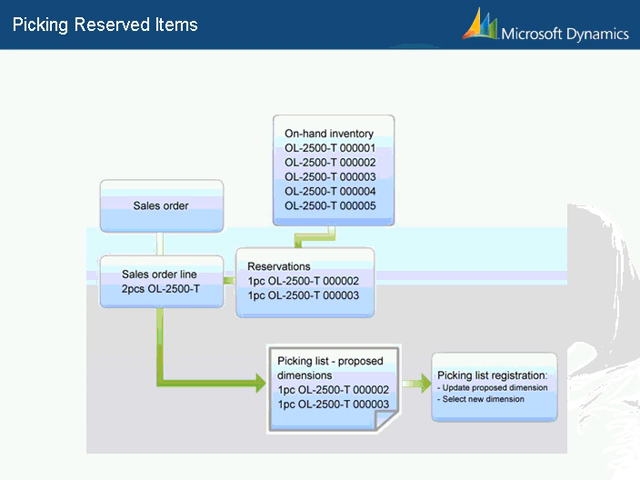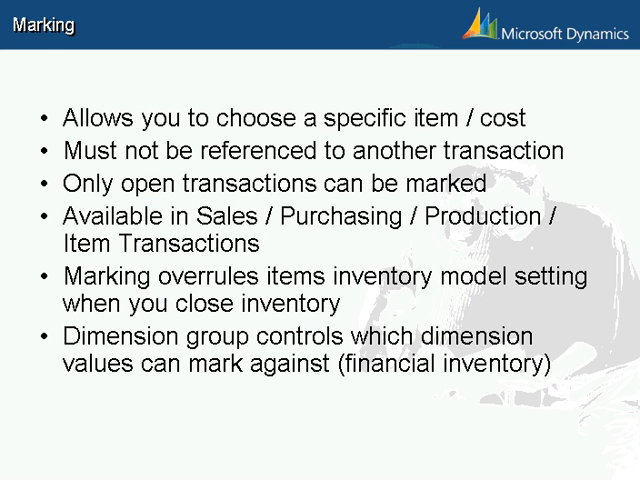Picking reserved items. In Microsoft Dynamics AX, if an item to be picked has been reserved, the system proposes the reserved lot based on inventory dimension. In the picking list registration form, you can override this proposal. This means that you can propose another inventory dimension for the item. So this picture shows how reserving certain inventory dimension values means that they will be proposed when you come to pick the sales order line.